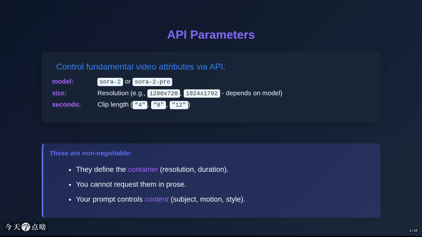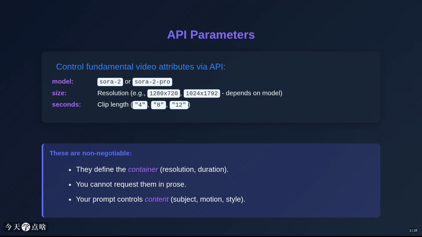Now, before we dive into the nitty-gritty of writing the prompt itself, there are a few crucial settings you absolutely must handle through the API call. These aren't things you can just mention in your text. Think of them as the fundamental rules of the game. First, you need to specify which model you're using, Sora 2 or the more advanced Sora 2 Pro. They have slightly different capabilities, so pick the one that fits your needs.